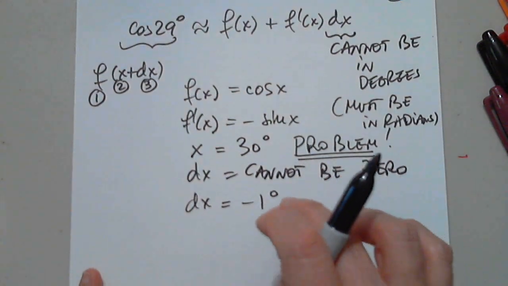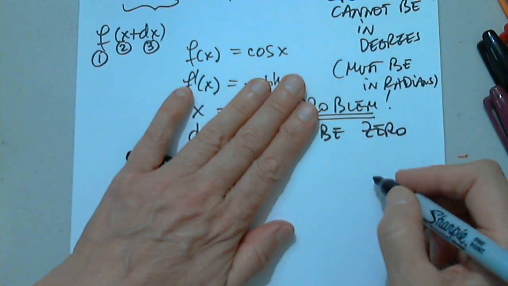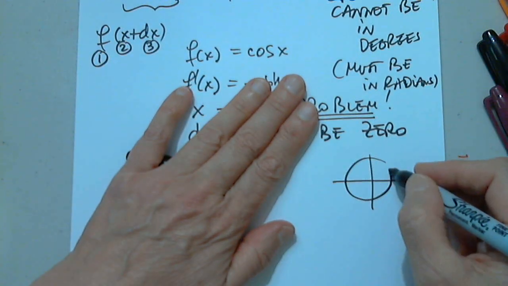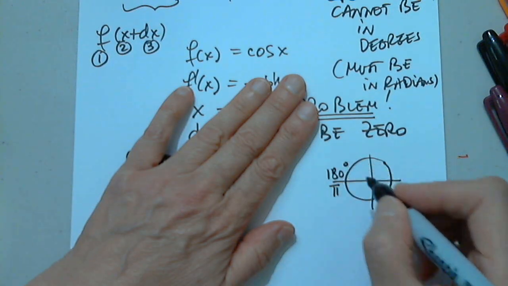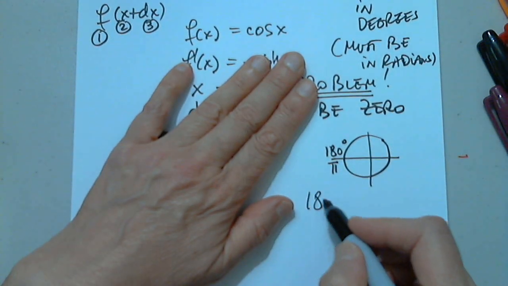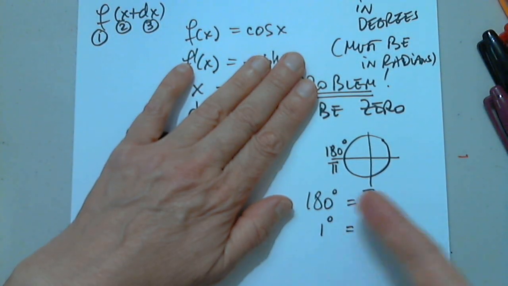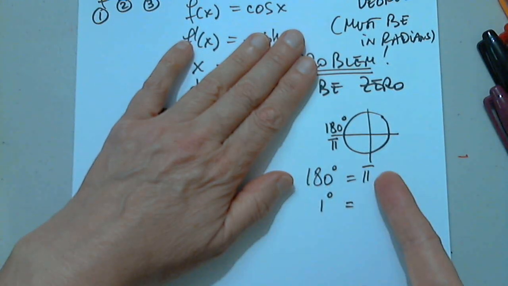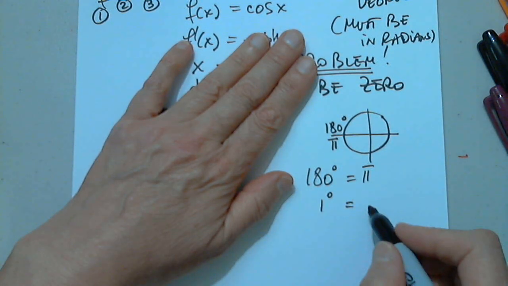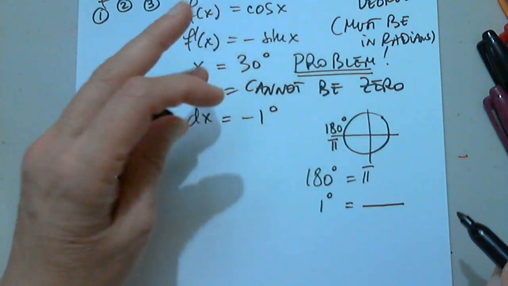So please remember, very easy to remember this. You don't have to memorize anything. Just look at the unit circle again. You know that this is pi and this is also 180 degrees. So it means that 180 degrees equals pi. If I want 1 degree, what do I divide both sides by? No, I don't want 180, I want 1. What should I divide both sides by to get 1 degree? 180. Yes.